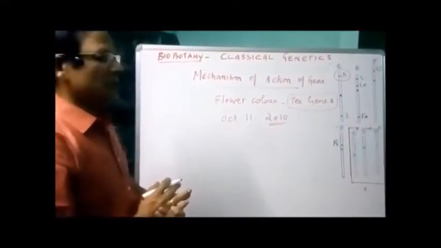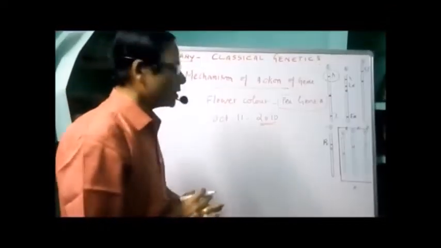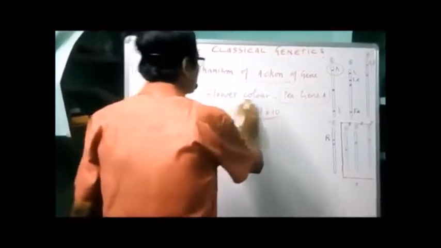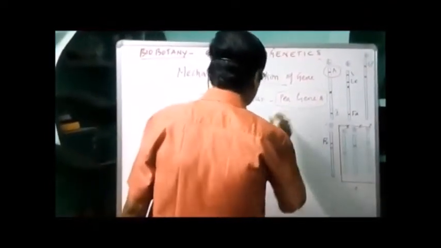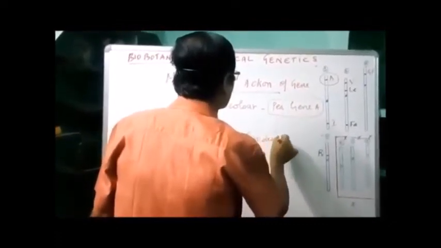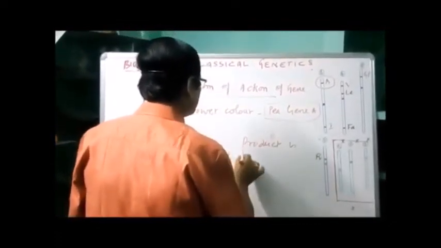Now, this gene is responsible for encoding a protein. Now, the product of this gene is a protein. The gene A product is a protein.